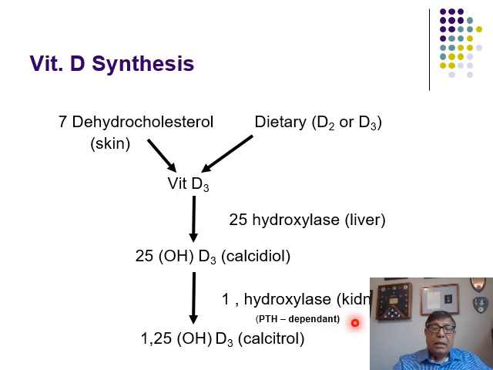In the kidney, there is an enzyme called 1-alpha-hydroxylase, and that enzyme's synthesis depends upon the parathyroid hormone. So the PTH-dependent enzyme 1-alpha-hydroxylase in the kidney converts the calcidiol, or 25-hydroxyvitamin D3, to 1,25-hydroxyvitamin D3, which we call calcitriol, and that's the active form. So we need this one for the function of vitamin D.